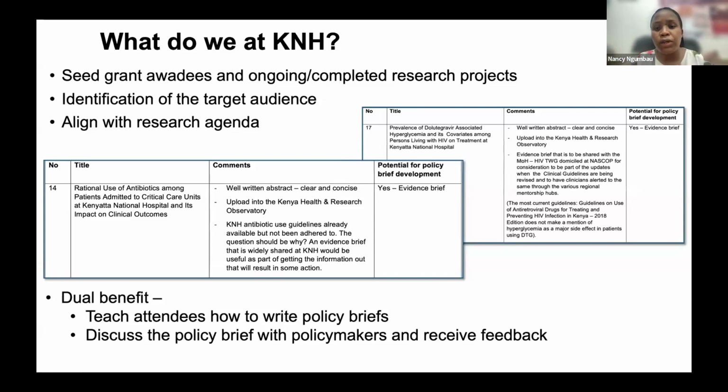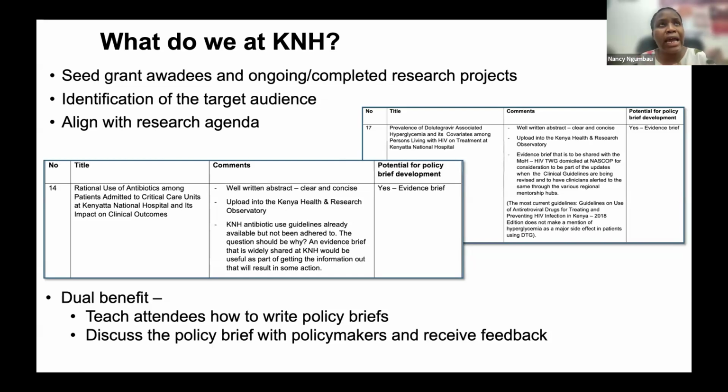And then we identify the target audience. And by this, I mean, an example is if the study is on adolescents, then is it on adolescent HIV? What area? If it's on adolescent HIV, we look at the program manager for the adolescents within NASCOP. If it's dermatology, we look for that audience and the policymaker within that space to make sure that our policy brief is relevant to the target audience.